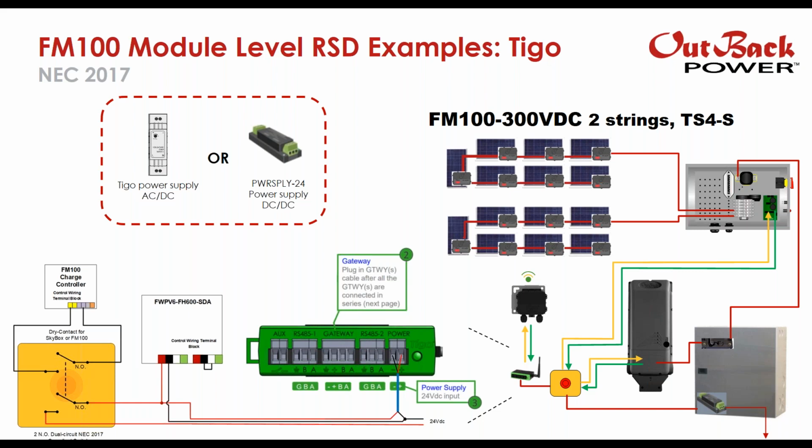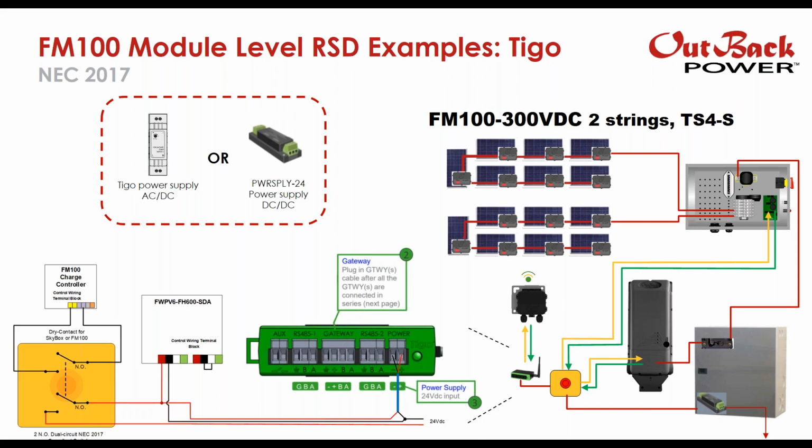All right, so now we're going to jump into Tigo examples. So remember, these are just examples. These are not the only way to do this. These are just examples of how you could do this. So here's an FM100 with the Tigo TS4-S with NEC 2017 rapid shutdown.